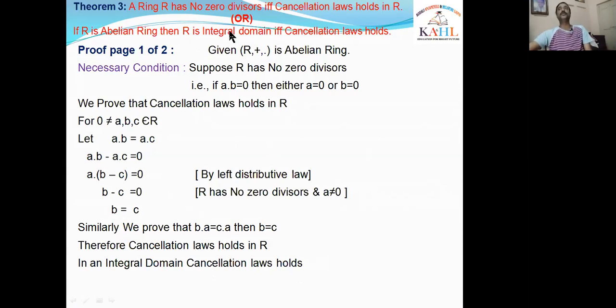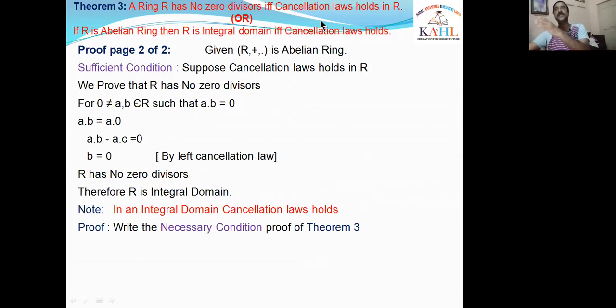So we proved that if R has no zero divisors, then cancellation law holds. Now we are going to the sufficient condition, that means right to left. What is right? Cancellation law holds. We have to prove that R has no zero divisors. If we go to the second statement, what is right? Cancellation law holds. We have to prove R is an integral domain.